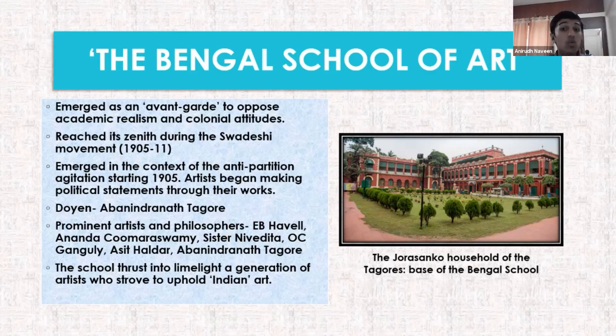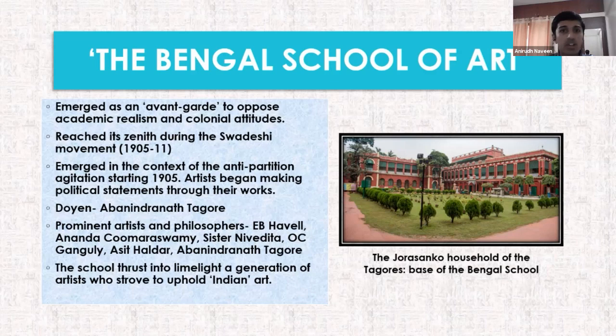And what I'll be arguing is how this revivalist art was rooted in Hindu iconography and Hindu aesthetics as well. So artists began making political statements through their works. And the doyen of this particular school of art was Abanindranath Tagore, who was the nephew of Rabindranath Tagore. Among the prominent artists and philosophers, especially Ananda Coomaraswamy, whose name was taken by Sushant Bharti ji earlier, also played an extremely important role in this regeneration.